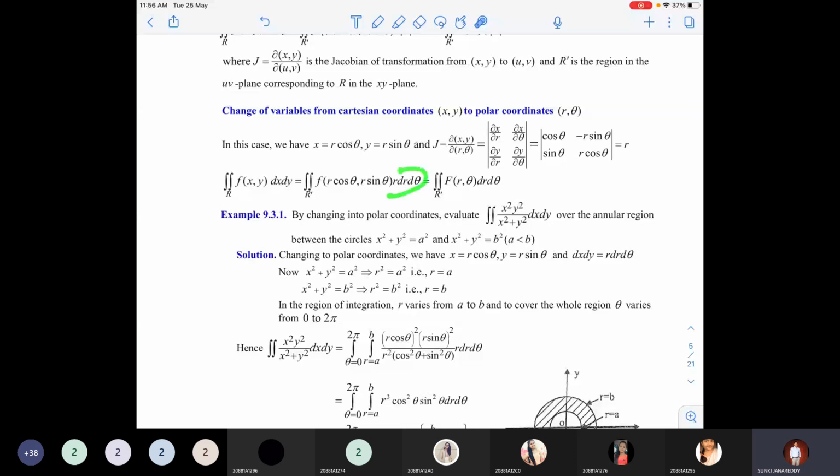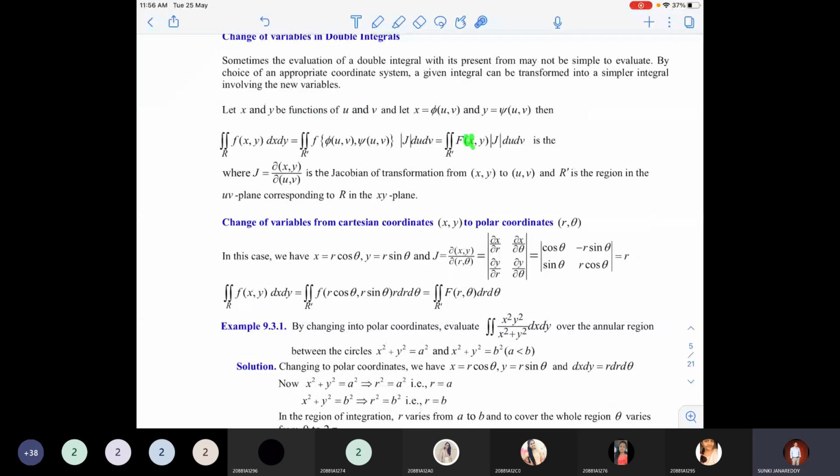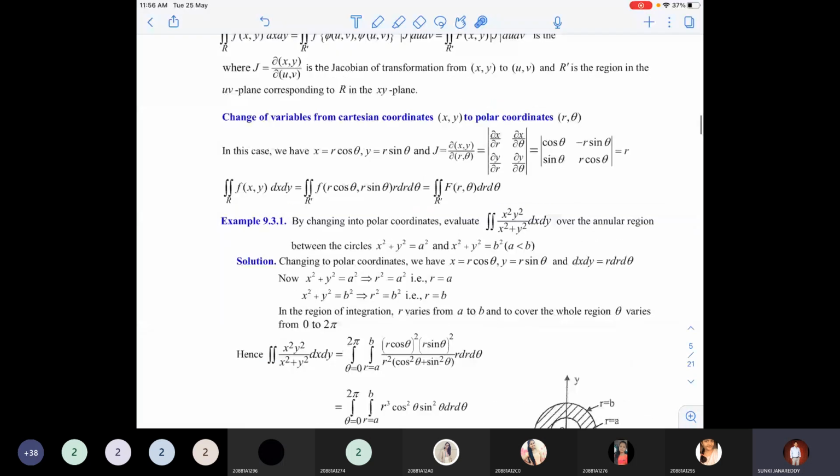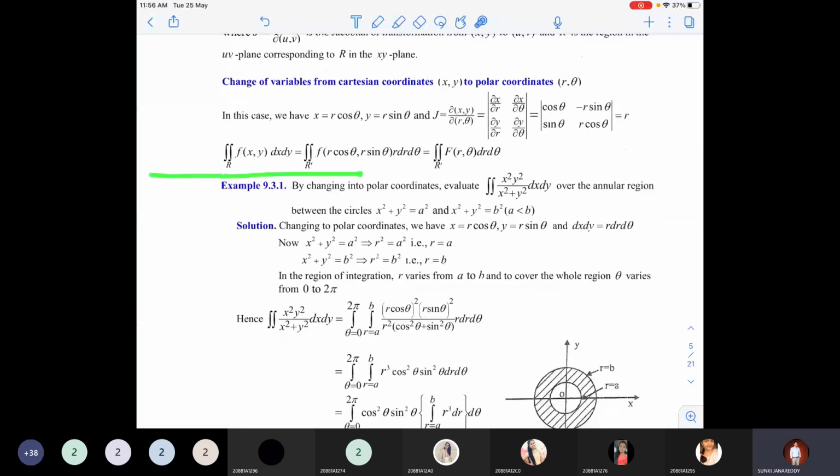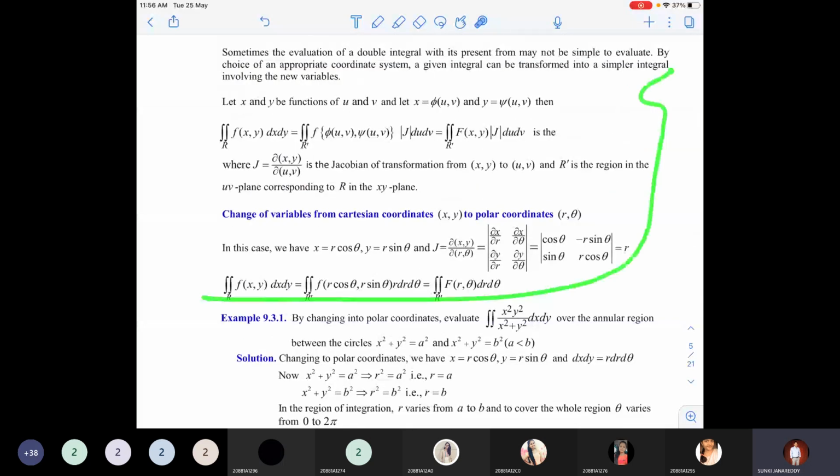Okay, now that is what we have written here. After that, just change the function to f of r comma theta, into r dr d theta. Here also the formula is capital F of u comma v, we wrote x comma y, that was wrong, it should be u comma v. In this formula, at last it is capital F of u comma v, Jacobian, into du into dv. Okay, these are the changes from Cartesian to polar coordinates. Here you should remember these formulas. Okay, I think you understood.